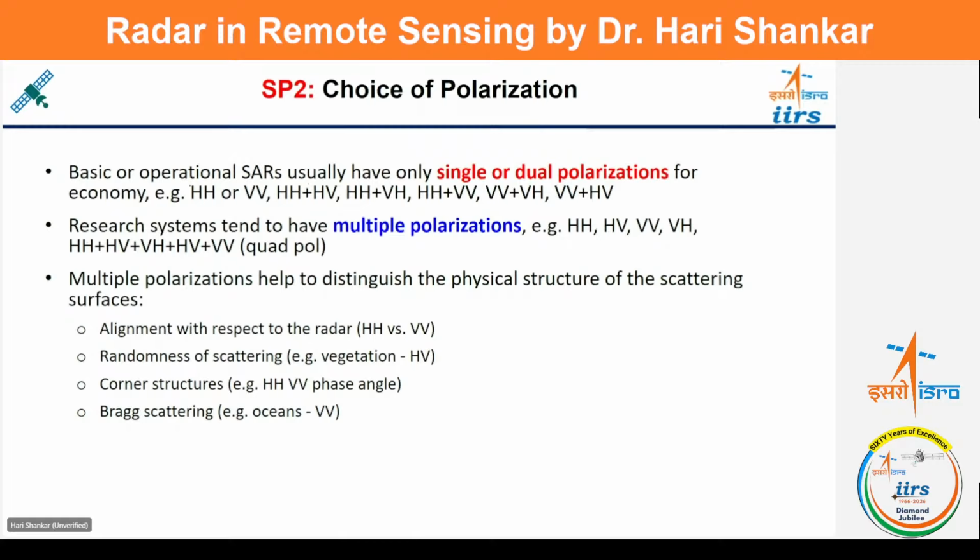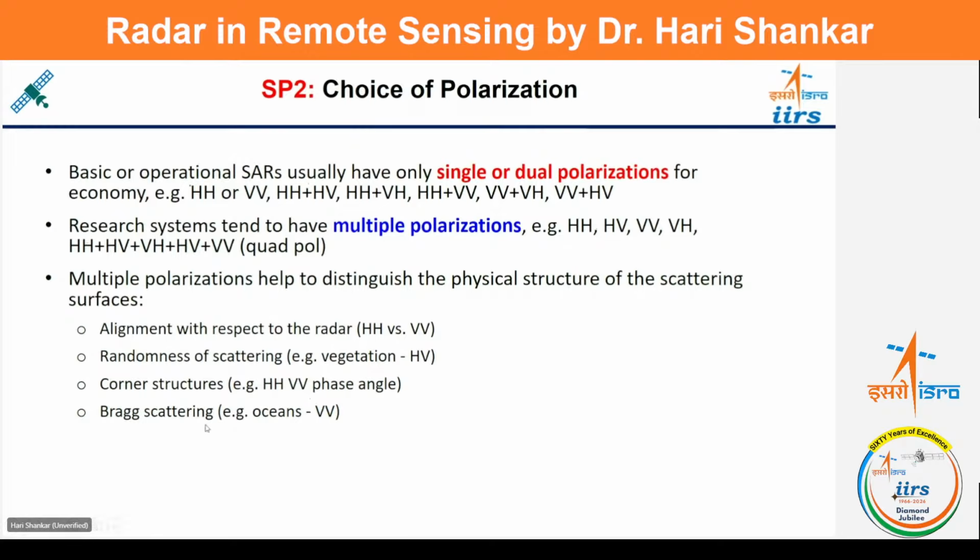The point here is, if you want to investigate vegetation areas, then it is recommended that you should use the HV polarization channel or HV polarized data set. Okay, and if you want to investigate corner structures, especially buildings or man-made structures, then you should use HH, meaning copolarized channels, or the HV, VH channels with phase angle.